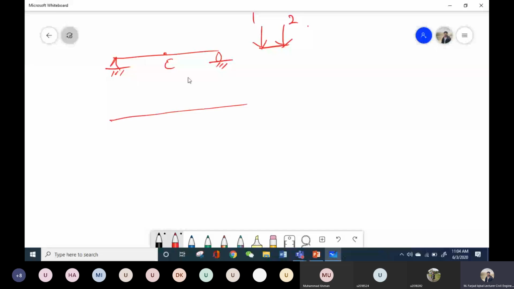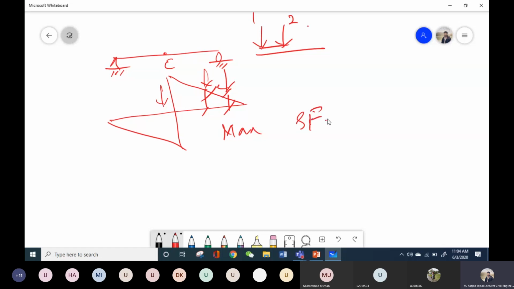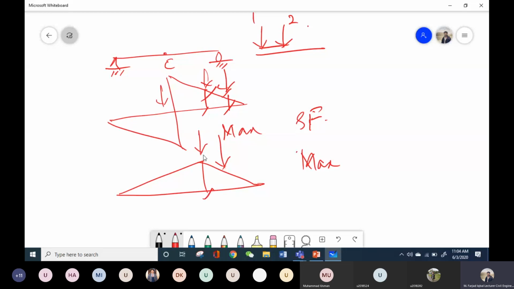So what was your approach? You would plot the ILD for shear force over this point, and then you would place this moving load at different locations over this beam and multiply it with the ordinates, and you will get the maximum value of shear force. Similarly, for bending moment, you will also plot the ILD for bending moment and place the unit loads or moving loads at different locations and multiply with the area, and then you will get the maximum. For the point load, you will multiply with the ordinate, and for UDL, you will multiply with the area, and you will get the maximum bending moment.